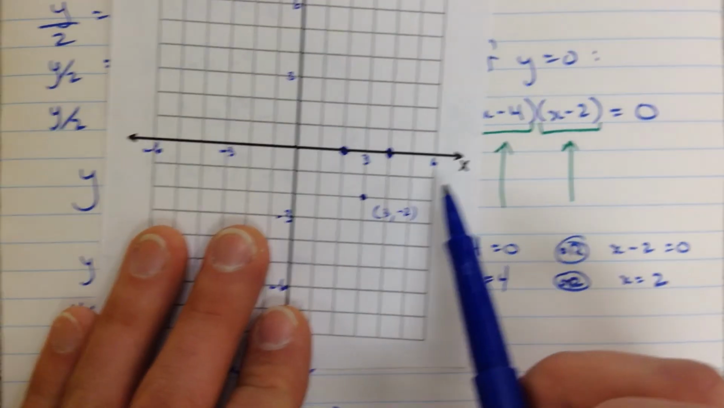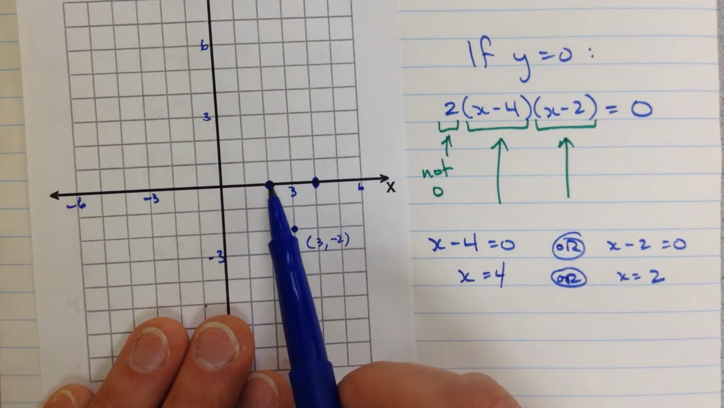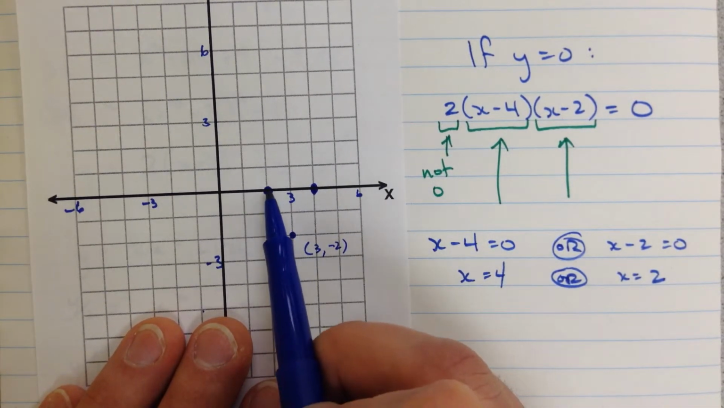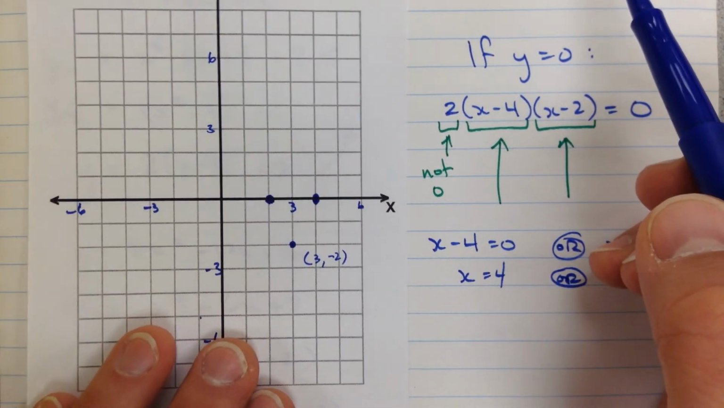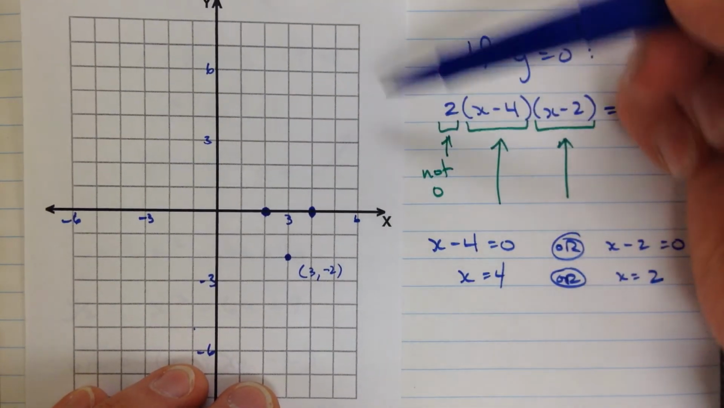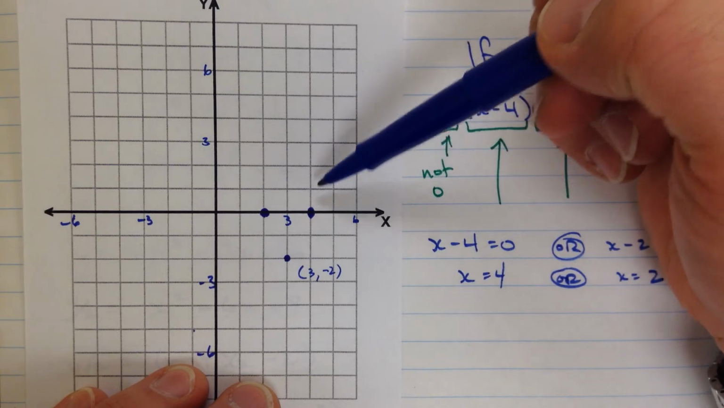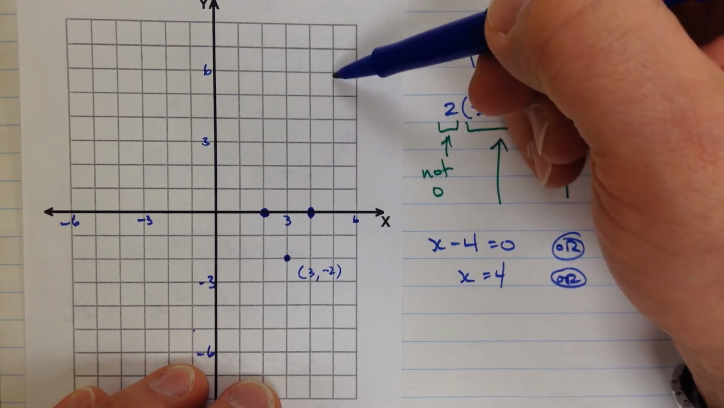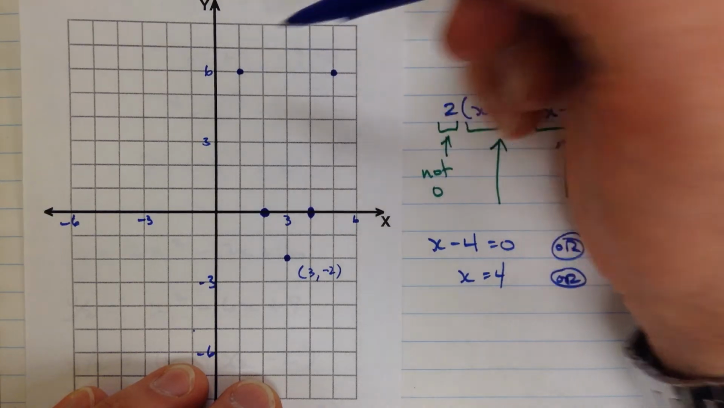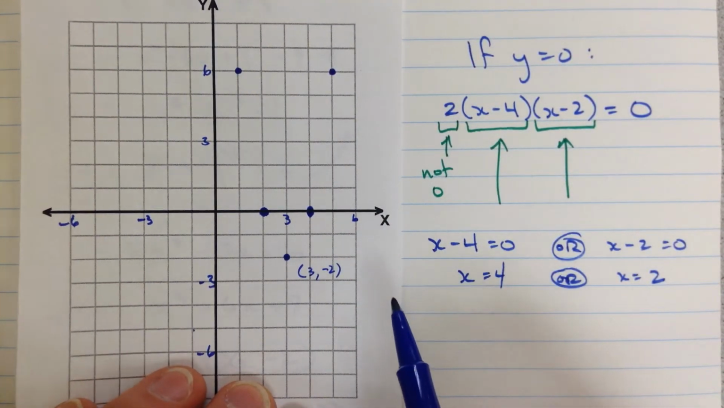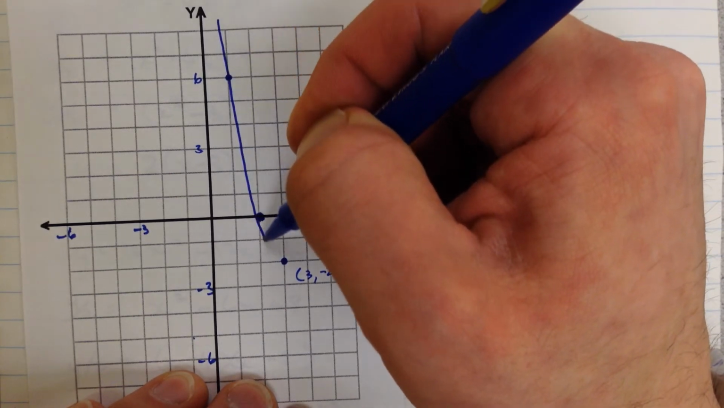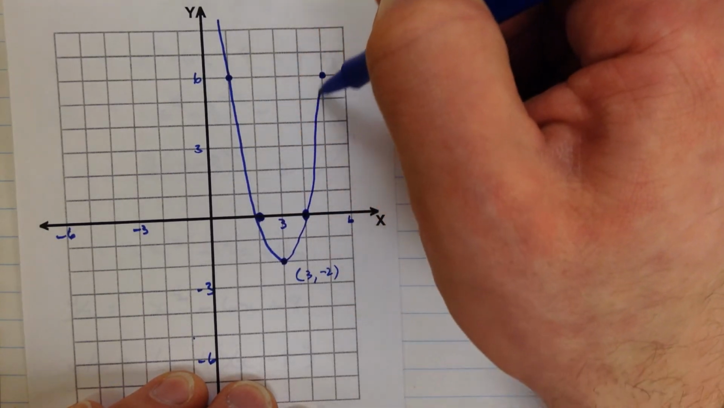Where does y equal 0? When x equals 2 here, or x equals 4. So I can get these points by reading the factored form. If I want to use my step pattern and continue up here, I can continue to graph this parabola using what we know already. We'll just finish this off here.